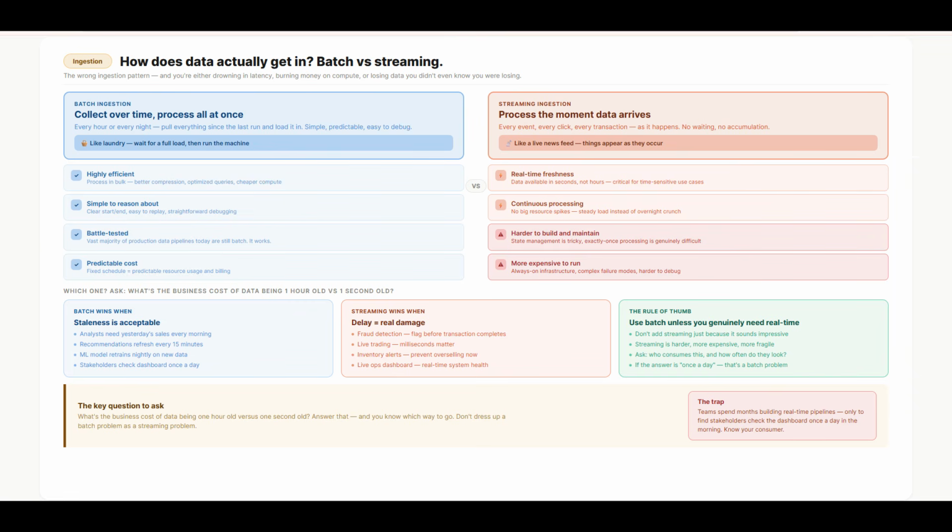I've seen teams spend months building a real-time pipeline only to find out their stakeholders check the dashboard once a day in the morning. That's a batch problem dressed up as a streaming problem.